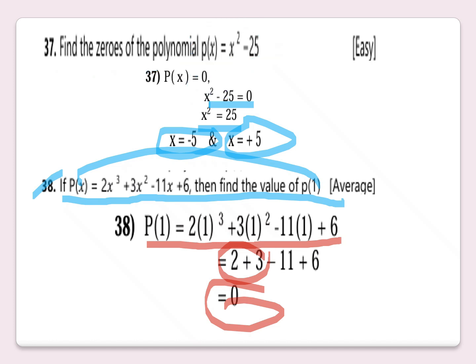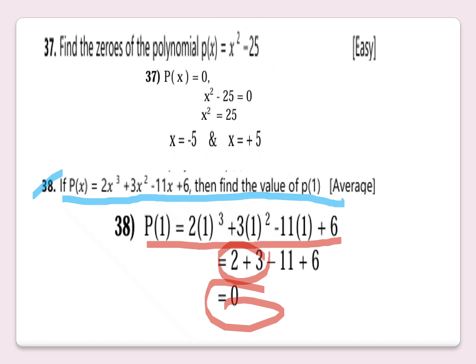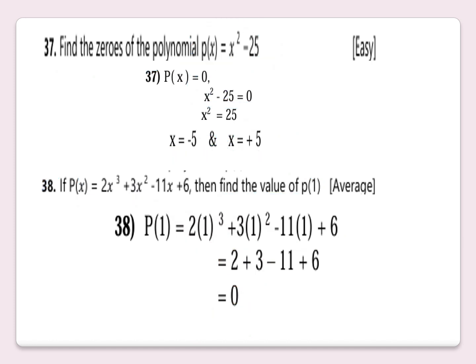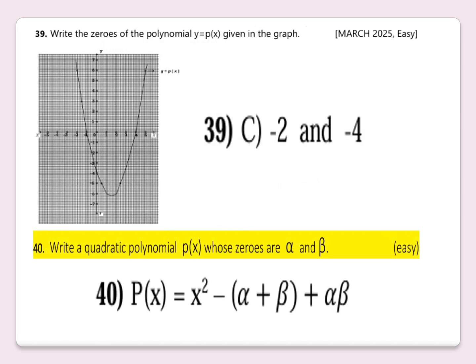So this is regarding question number 37 and 38. These are very simple questions. If you practice it, it is very simple. Next question, question number 39. Write the zeros of the polynomial y is equal to p of x given in the graph. So here the zeros are minus 2 and minus 4. You can see the points here, minus 2 and minus 4.